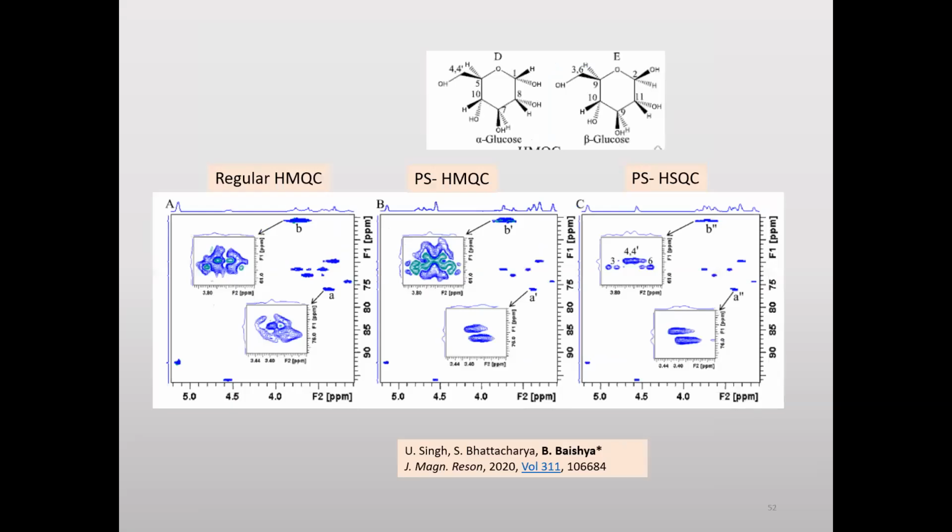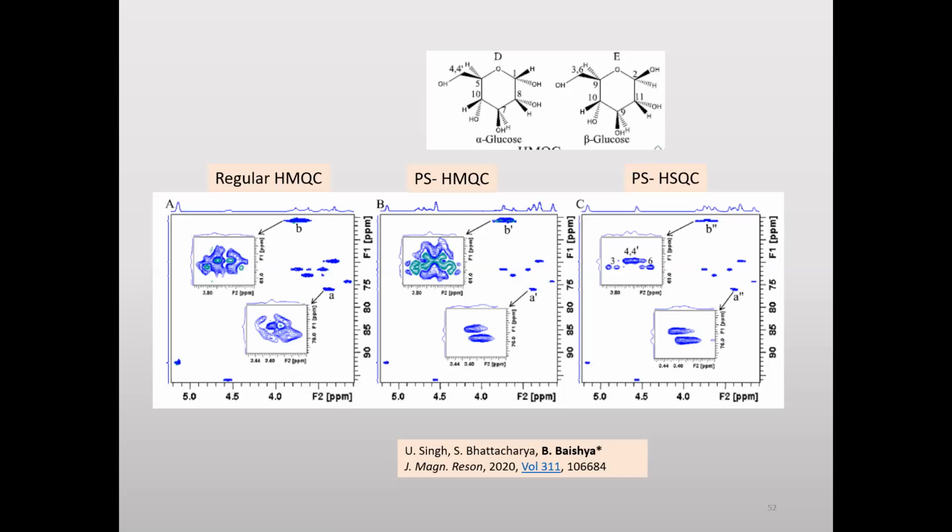Next, there is a comparison on glucose of all three experiments: regular HMQC, pure shift HMQC, and pure shift HSQC. If you look at cross section A, you can see in the regular HMQC there is distortion of the spectrum. In pure shift HMQC, cross section A prime, you can see two carbon chemical shifts which are well resolved. The same can be obtained in the pure shift HSQC, cross section A double prime.